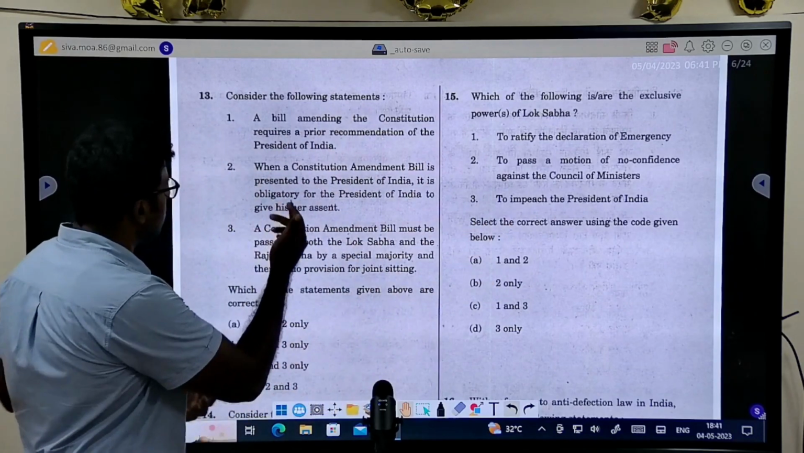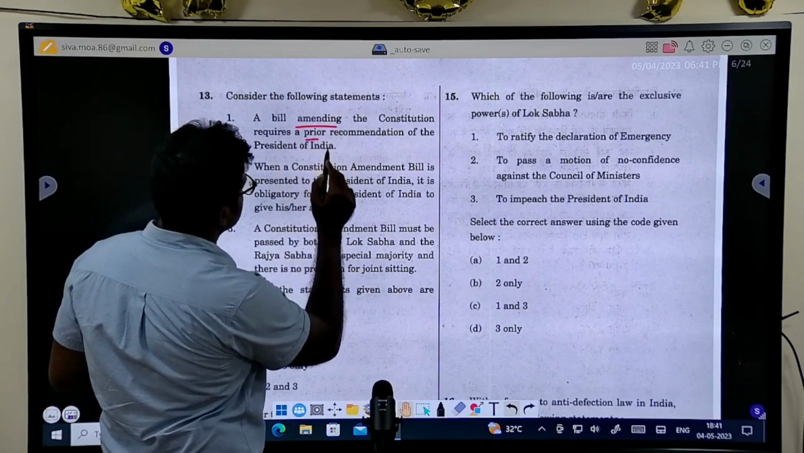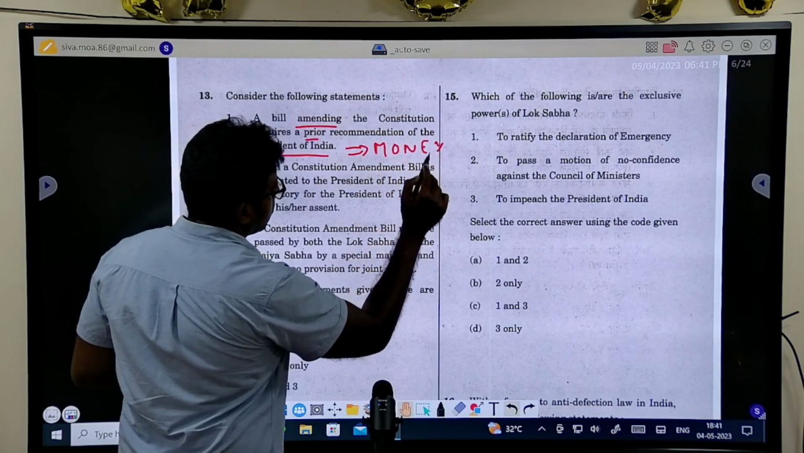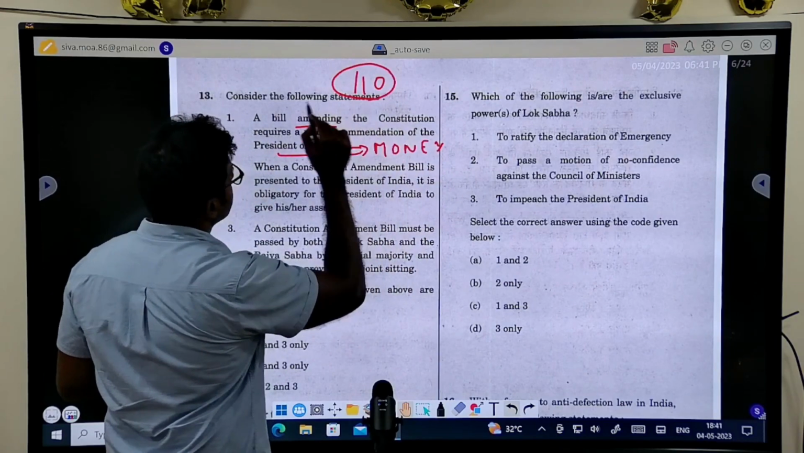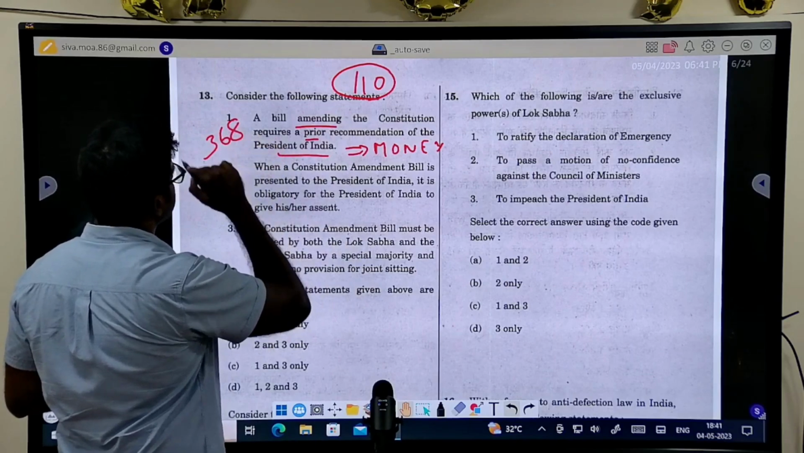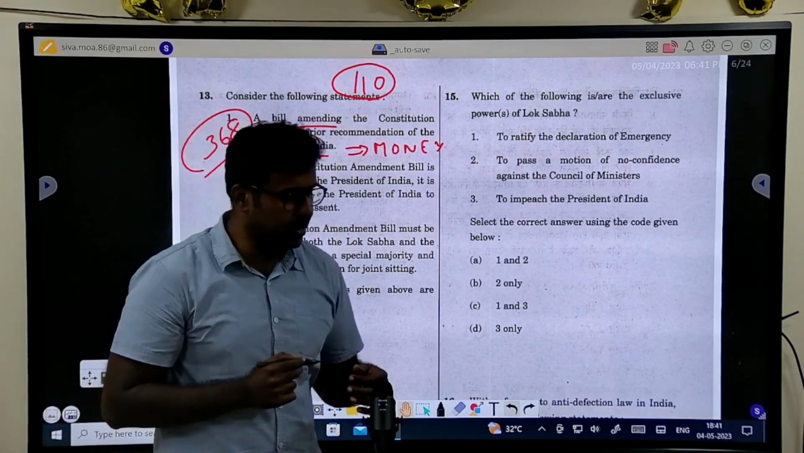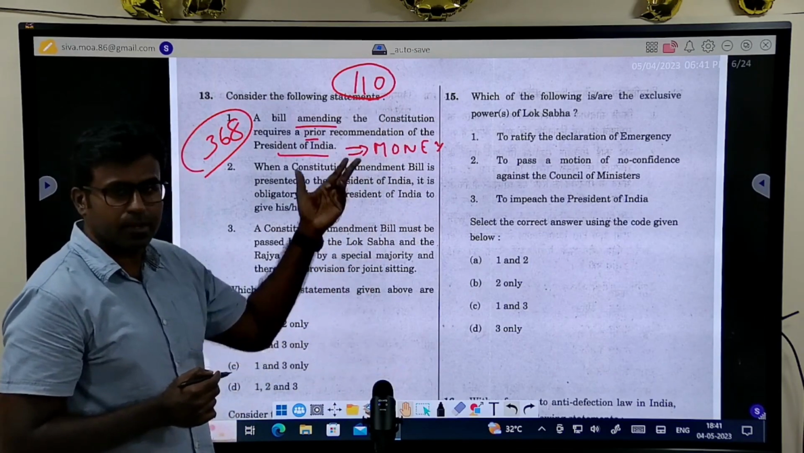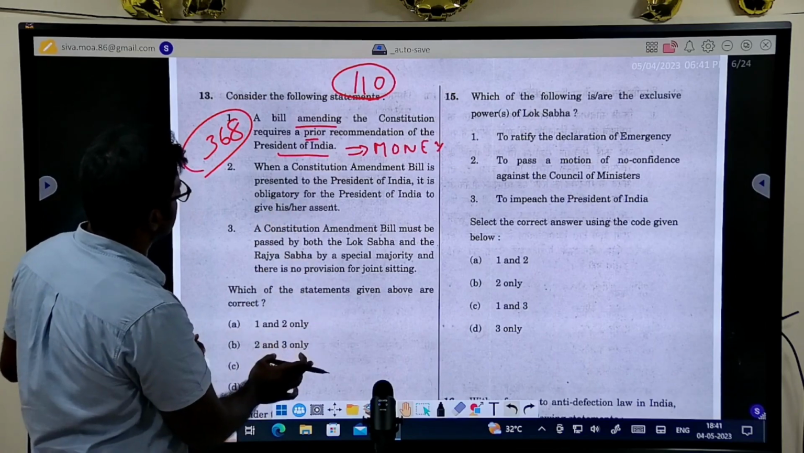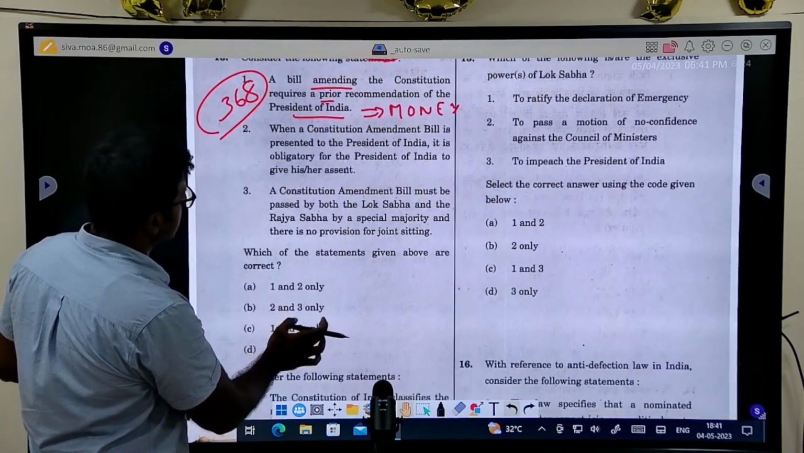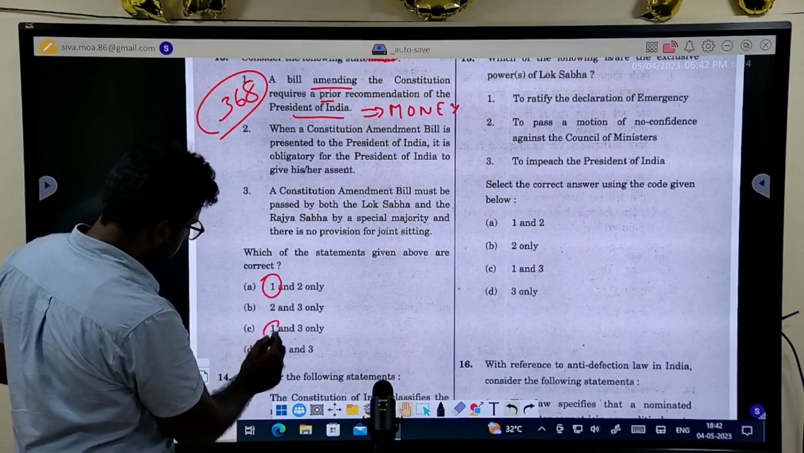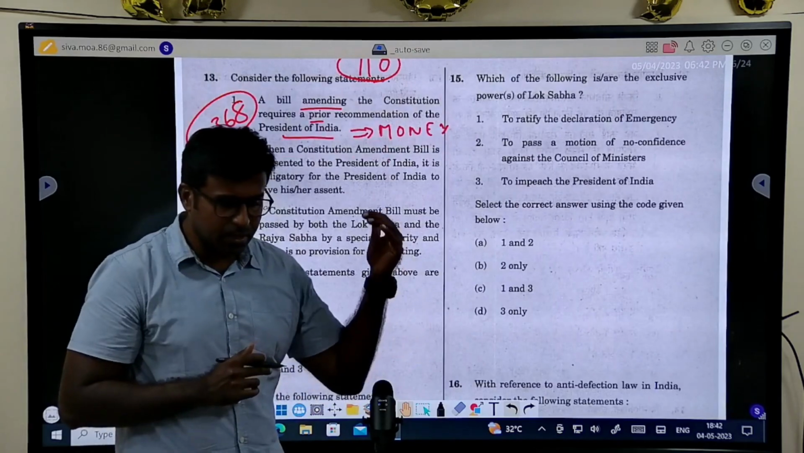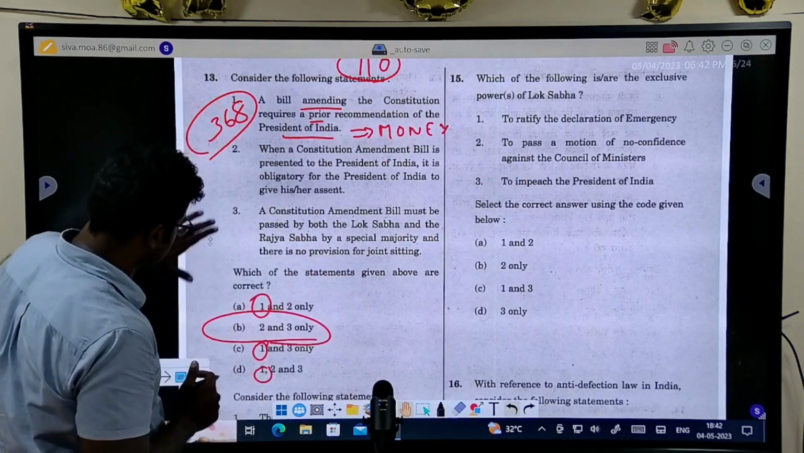That is the point. Now coming to this: the bill amending the Constitution. This is a money bill, Article 110. This is 368, I guess; please do refer to it. But a money bill under 110 is referred to the President. It's not this Constitution amendment bill. So remove this one. So 2 and 3 is the answer. It's the simplest of questions. These kinds of questions are what we get.